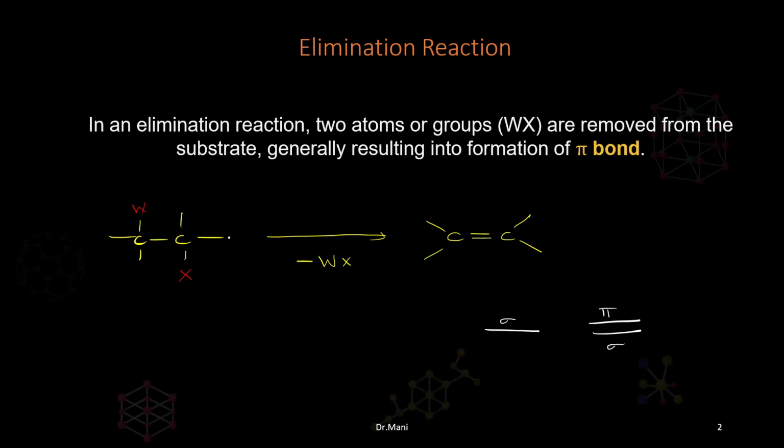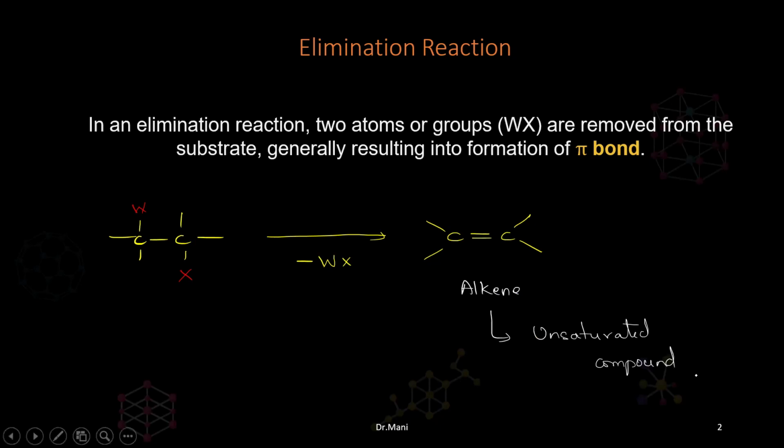Understood? So remember, in an elimination reaction you remove two atoms and you form an alkene. So what is this? It is an alkene. Yes or no? It is an unsaturated compound. Whatever the saturated compound is, you are removing the group of atoms and making it an alkene, which is an unsaturated compound.